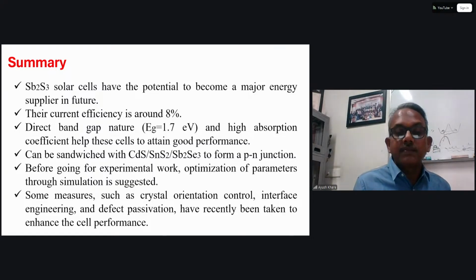Some measures that have been taken recently to enhance their performance or to achieve greater efficiency are orientation control, interface engineering, defect passivation, and controlling the defect parameters. These help to achieve very high efficiency.